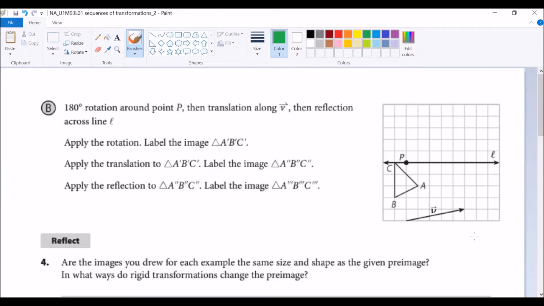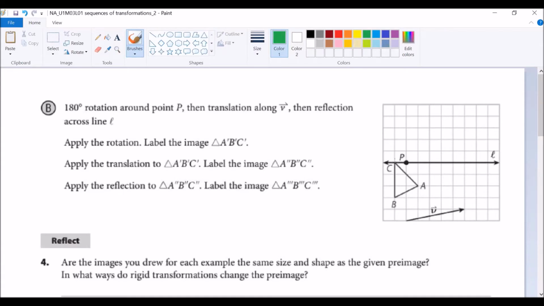and then a translation along the vector V. Then a reflection across line L. So we got three things going on here. First, we have to apply the rotation and label it A prime, B prime, C prime. Okay, we're rotating it 180 degrees around point P.